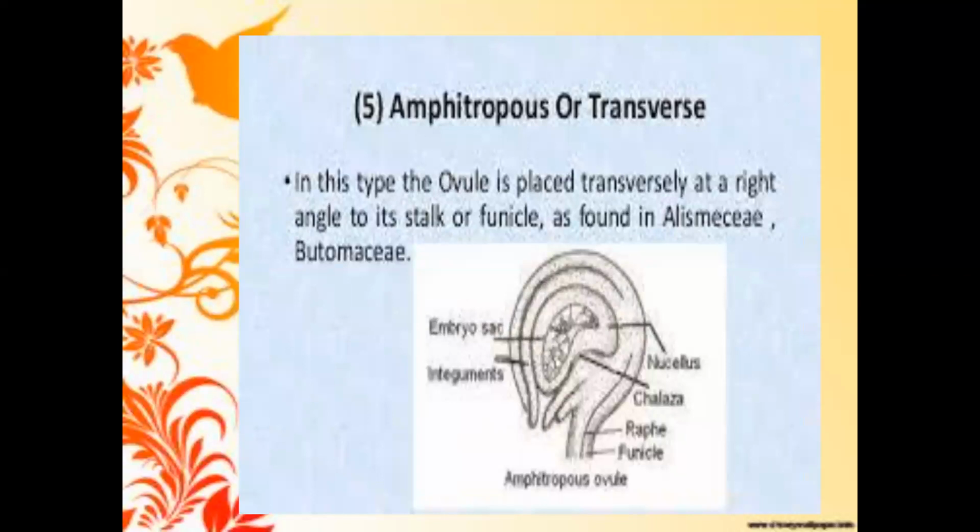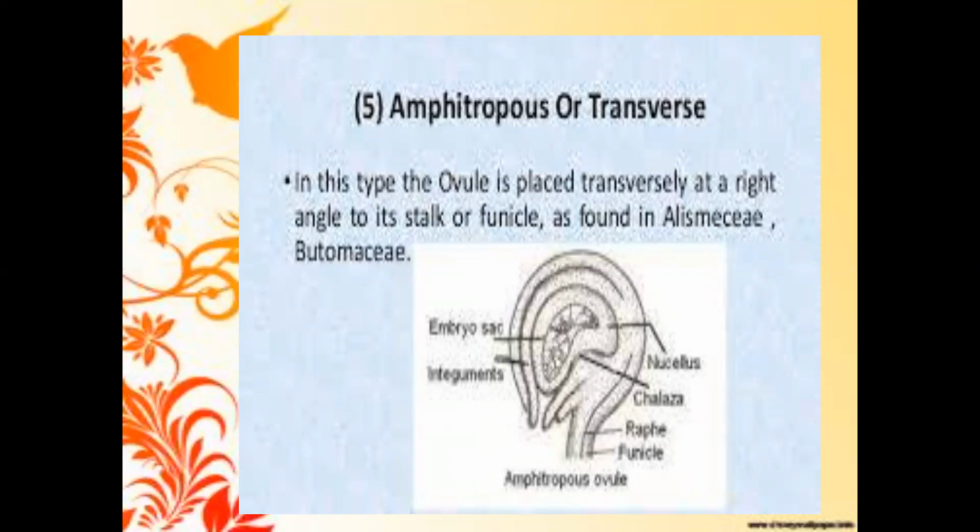And amphitropous. So the curvature of the body of the ovule is more than that in the campylotropous ovule, and the embryo sac becomes horseshoe shaped. So the funiculus and micropyle are brought nearer. Here the degree of curvature is 160 degrees. Okay, so Alismaceae and Butomaceae are the best examples of the amphitropous or transverse ovule.